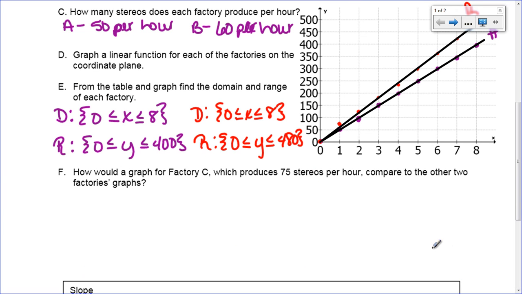So now, if I were going to graph a graph for factory C, and they make 75 stereos per hour, how would that compare to the other two factories' graphs? Well, A makes 50 stereos per hour. B is 60 stereos per hour. So C, which is 75 stereos per hour, I'm going to guess is going to be steeper. So factory C's graph would be steeper than factory A or B's graph because they would produce more stereos over the length of time than either of the other places.